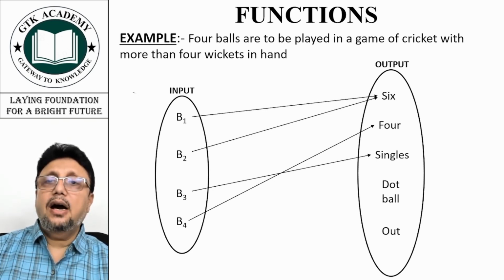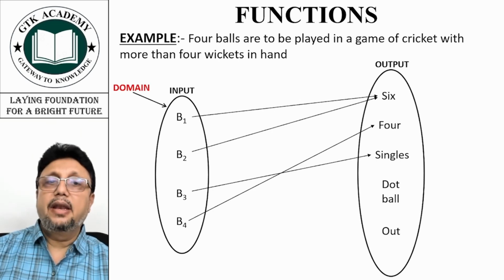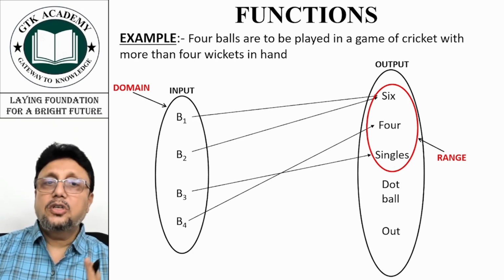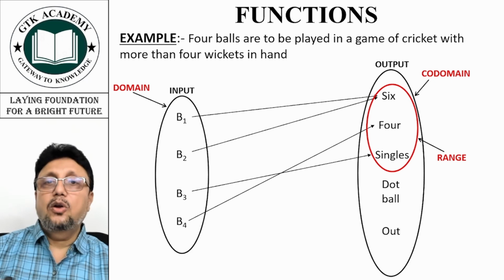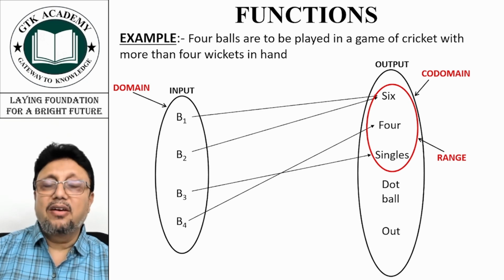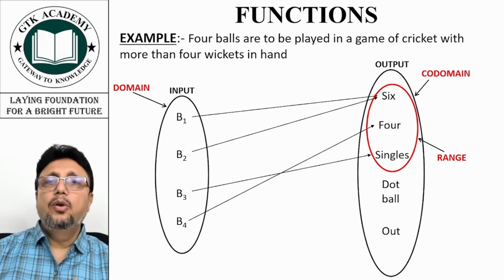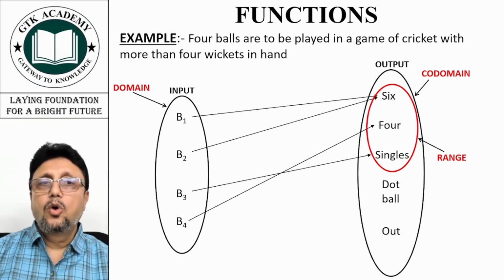Now the inputs are these four balls, which is the domain. And the actual output we got is range. But the possibilities is the total set, meaning 6, 4, singles, dot ball, and out. So that is codomain. Now don't connect it mathematically. This is just to explain it to you in an interesting manner. That's it. I think now you'll be clear with what is the difference between codomain and range.